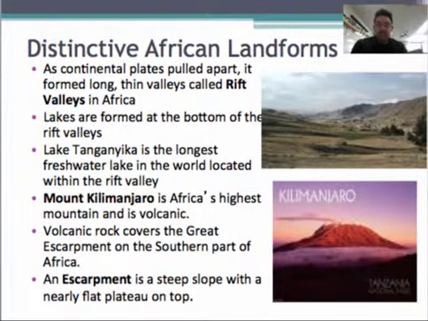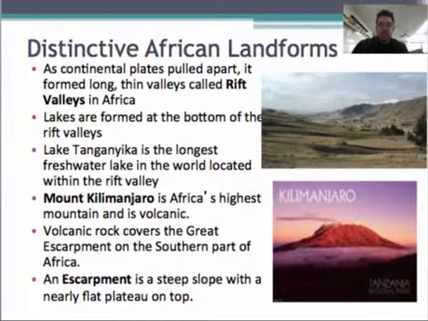As the continental plates pulled apart over millions of years, huge cracks appeared in the earth. The land then sank to form long, thin valleys called rift valleys. The rift valleys show that the eastern part of Africa is actually pulling away from the rest of Africa. These rift valleys stretch over 4,000 miles from Jordan in southwest Asia to Mozambique in southern Africa.